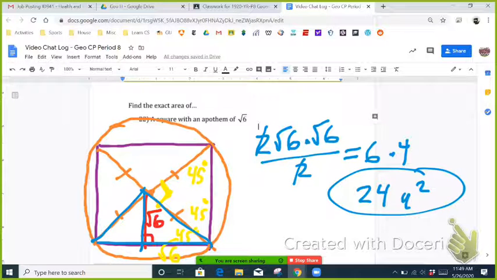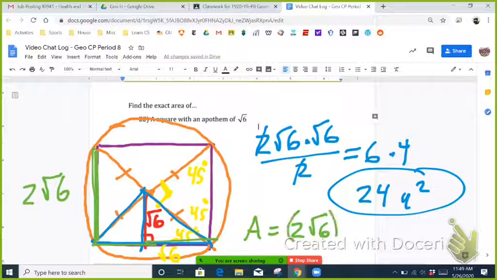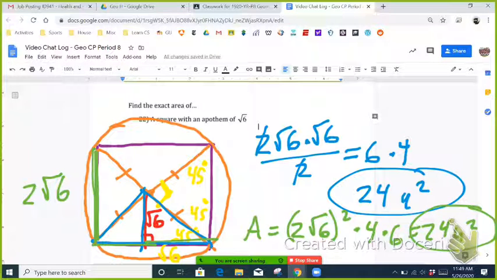Another way you could do it is just finding the side length of the square. If you know that's root 6 and that's root 6, then this whole side right here is going to be 2 root 6. Once you know the side length of a square, you know that's why it's called squaring a number: you're finding the area of a square with that side length. You get 4 times 6, because 2 squared is 4 and root 6 squared is 6. And you also get 24 square units. That's another way to do it. So however you want to do it, you should get an area of 24 square units.